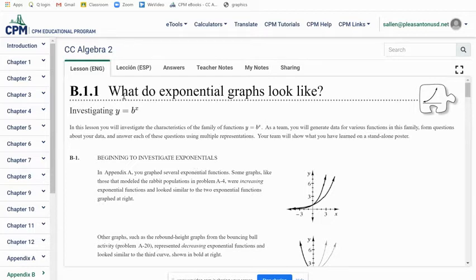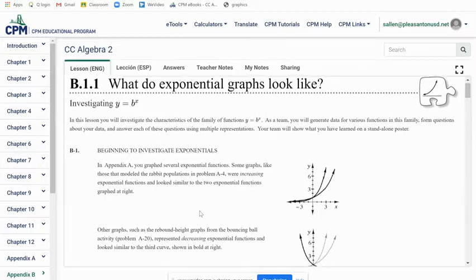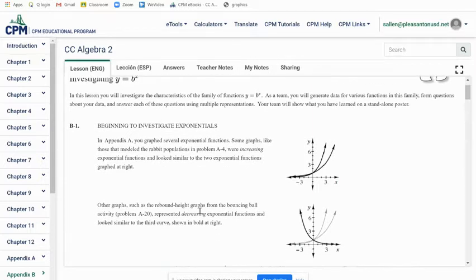So for problem 1, you're going to be working with the equation y equals b to the power of x. This function's kind of unique in that it doesn't have a specific parent function. With the parabola, y equals x squared is the parent function, but for this, you can change the b value.